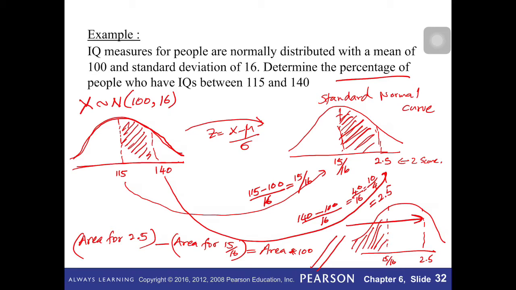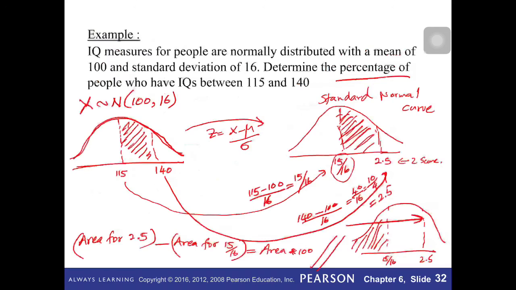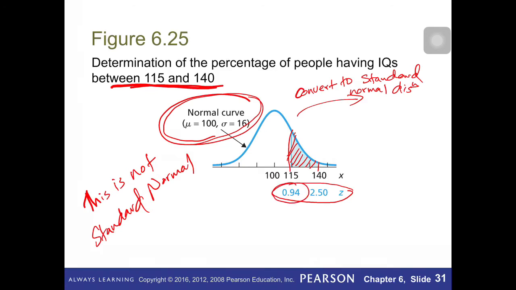So definitely you have to get the value for this 15 over 16 by using your calculator and find that value in the Z score table. I think previously they have mentioned those values. These are the Z values. 2.5 is going to be 0.94. So I can write it, 0.94. These are the values, 0.94 and 2.5.